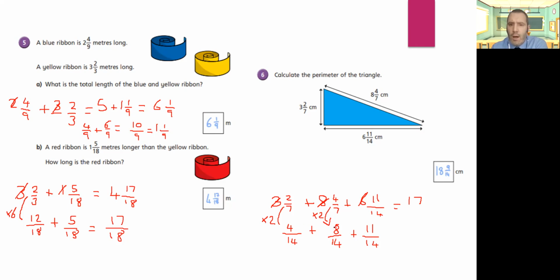4 add 8 is 12. 12 add 11 is 23. So I have 23/14. This is the same as 1 and 9/14, which I need to add to my 17 I got from the beginning. So 17 add 1 and 9/14. Well, I only need to add the whole numbers. So I have 18 and 9/14 as my answer there.